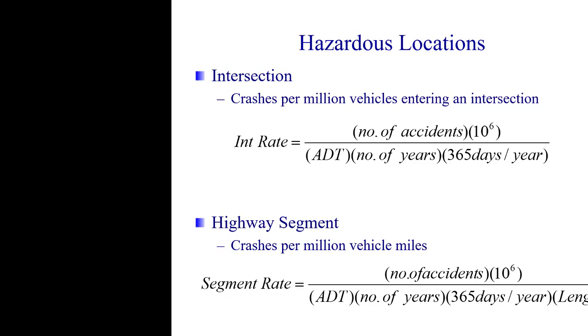The other one that you will see is highway segment, crashes per million vehicle miles. In this case, the segment rate equals number of accidents times 10^6 divided by the ADT times the number of years, 365 days a year, and multiply that by the length. On the exam, they may give you 2, 3, or 4 different ones and say, pick which one is the safest. The safest is the one with the lowest intersection rate or the lowest segment rate.